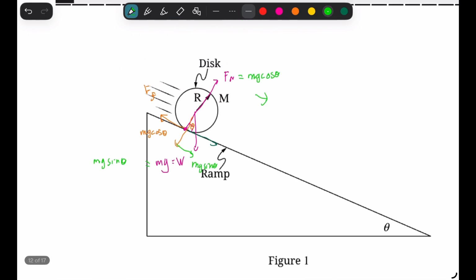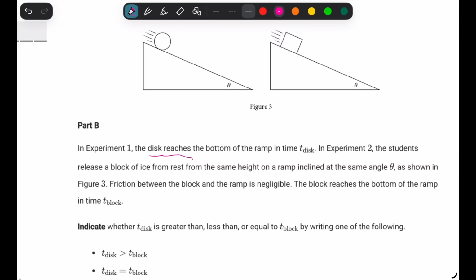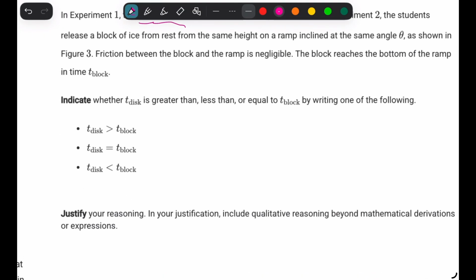And yeah. Now let's do part 2. So in experiment 1, the disk reaches the bottom of the ramp in time t disk. In experiment 2, the students release a block of ice from rest from the same height on a ramp inclined at the same angle theta, as shown in figure 3. Friction between the block and the ramp is negligible, and the block reaches the bottom of the ramp in time t block. Now we're going to indicate whether the time of the disk is greater than, less than, or equal to the time of the block by writing one of the following.